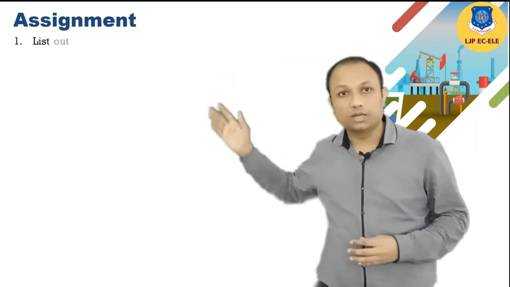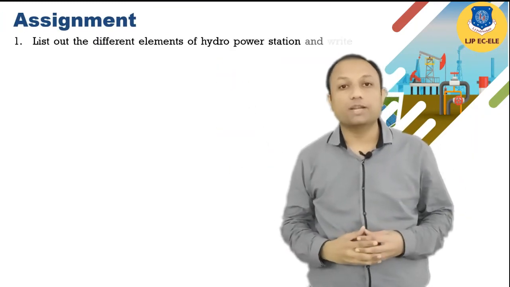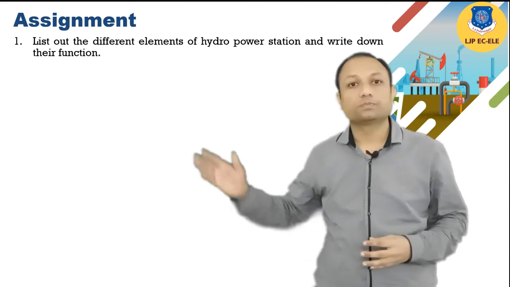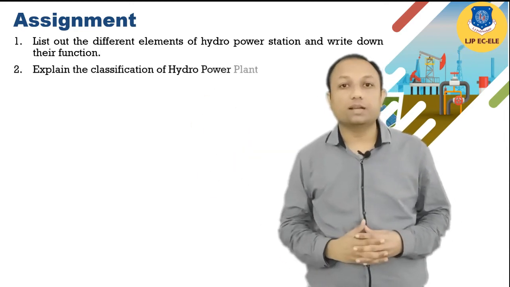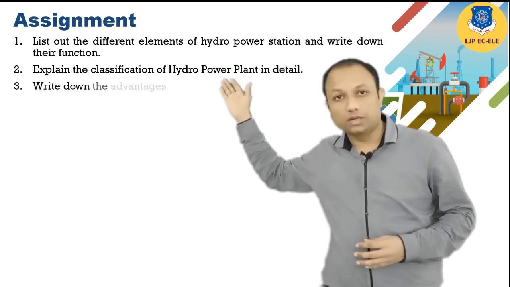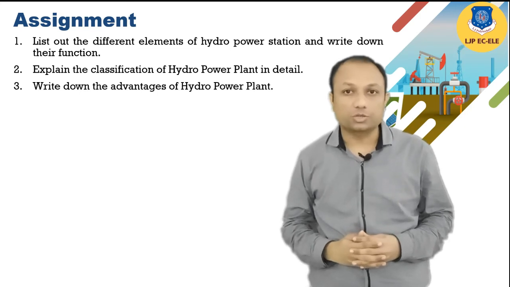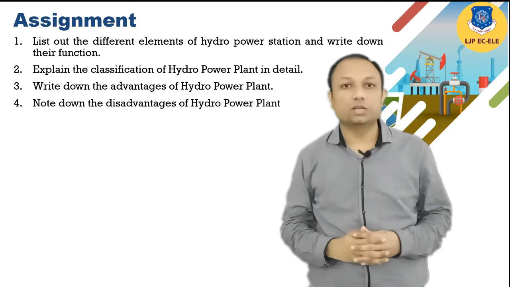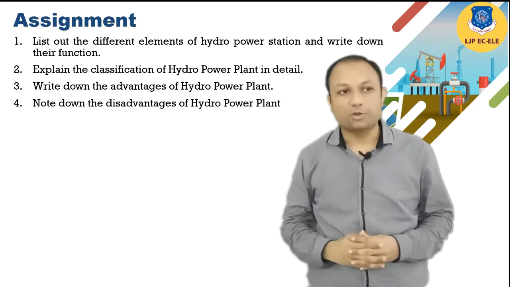Let's see the assignment question. First one, list out the different elements of hydropower plant and write down their function. Second, explain the classification of hydropower plant in detail. Third one, write down the advantages of hydropower plant. Fourth one, note down the disadvantages of hydropower plant.